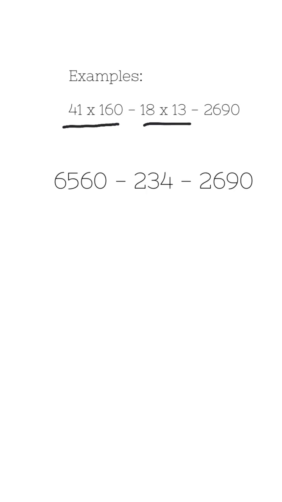When I do the math, with 41 times 160, I get 6,560. I multiplied 18 times 13, which gave me 234. And then I still had my 2,690. Because it's just subtraction all the way across, I can subtract 234 from 6,560 and then subtract 2,690 from that. So you get a final answer of 3,636.